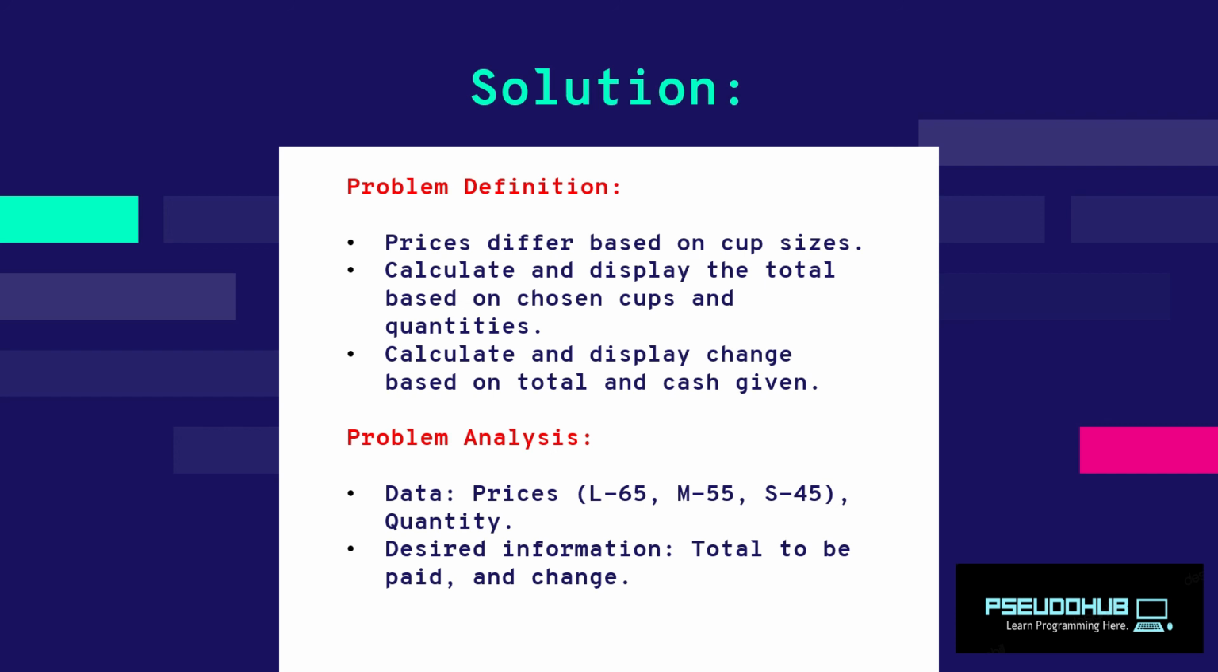Alright, next. Unsa ba nga mga data ang given? Naa ay given nga prices, di ba? Prices. Ang L or large equals to 65. Ako lang i-shortcut. Instead na large, ibutang nako siya L. So L is equals to 65 pesos. M is equals to 55. S is 45. And then gi-add pod nato ang quantity.